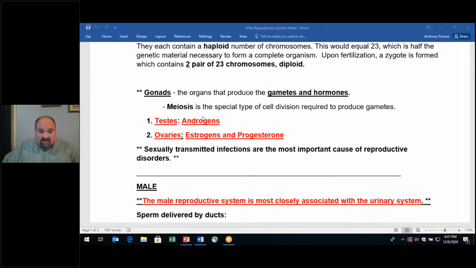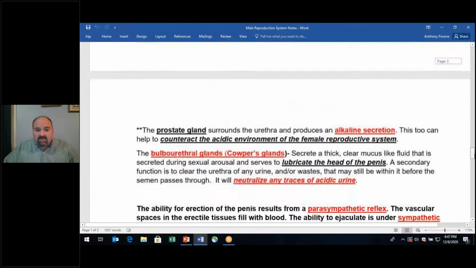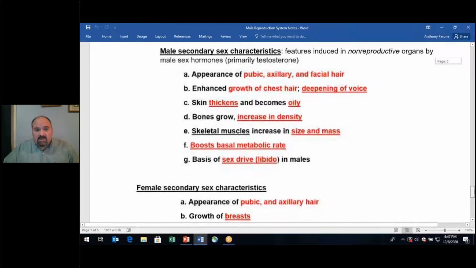What I'd like to do right now, because I just mentioned the hormones, is go to the end of my note packet here. I'm going to show you, here we go, good. So secondary sex characteristics, for male and for female. These are the non-reproductive features induced in non-reproductive organs by male sex hormones, right?